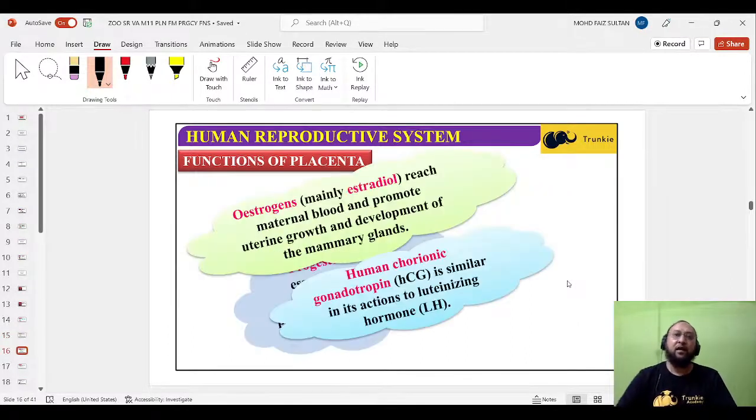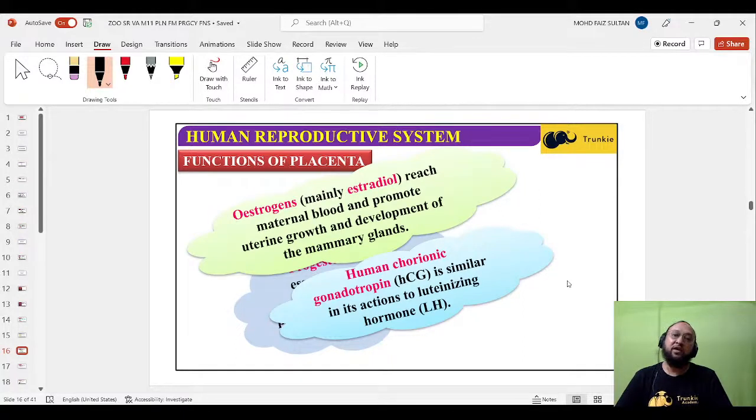Estrogen is another type of hormone, mainly estradiol. It reaches the maternal blood and promotes the growth of the uterus and uterine wall, and the development of the mammary glands to prepare the milk for lactation. All these are natural processes.